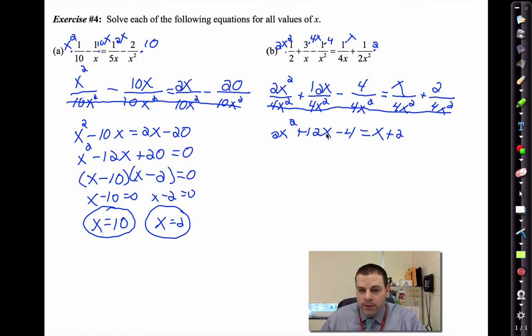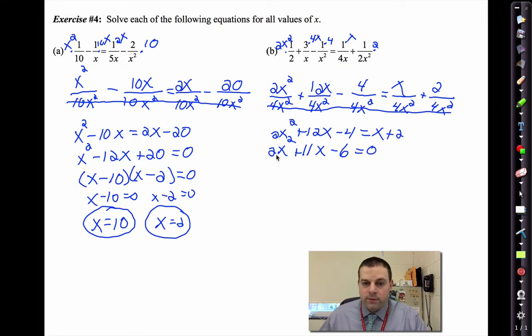So again, our result is a quadratic equation, which we do need to set equal to 0. So when I subtract x, I get 11x, and unfortunately that means I lose my GCF. And when I subtract 2, I get negative 6. So again, we look for our GCF. With 11 there, we do lose the 2 as our GCF. So if we're going to use that method here, we multiply to negative 12.